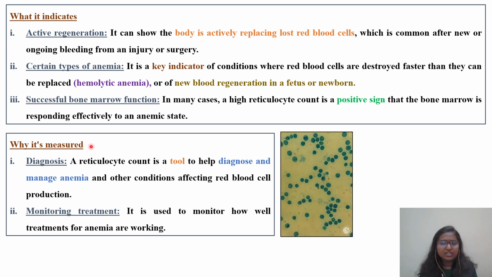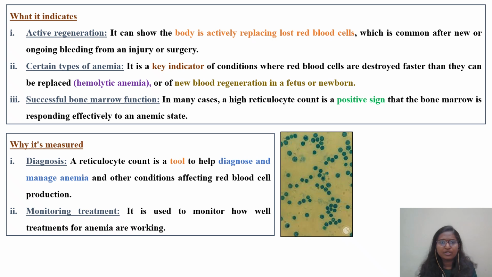Why is it measured? For two purposes: diagnosing and monitoring. What is diagnosis? The reticulocyte count is a tool to help diagnose and manage anemia. If a certain patient has anemia, you can use it as a tool to see whether the drug is working properly, and it also helps to diagnose. If there is an increase in reticulocytes, you can identify the disease condition of that patient and other conditions affecting red blood cell production. And for monitoring treatment, it is used to monitor how well treatments for anemia are working.